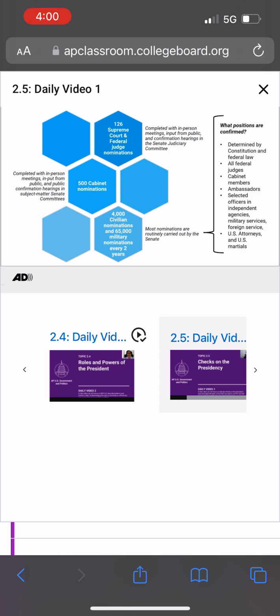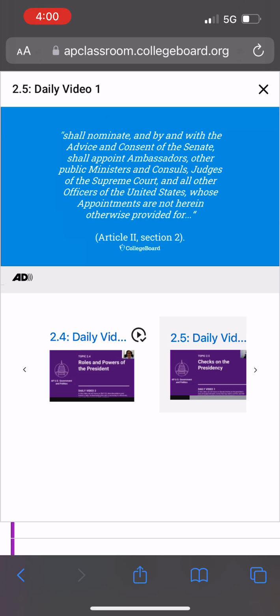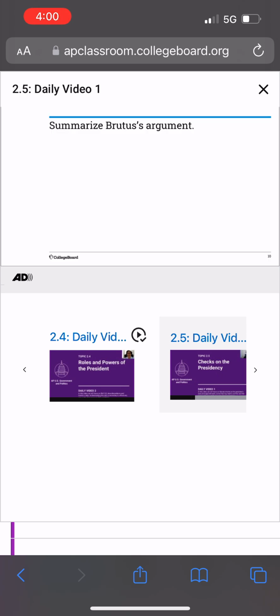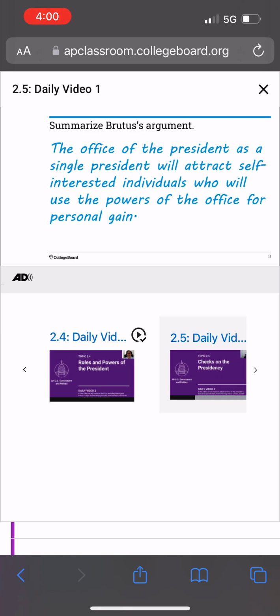All right, we're in Article 2, Section 2, which gives us the power associated with the president's ability to do these nominations. And we had Brutus 1, where there are some highlighted parts that are of concern to the anti-federalists, in that they thought the president's ability in this area would be so great that it would just be another reason not to have a president. If you think about Brutus's argument, you have to go way back to Unit 1. We've got pretty much the office of the president as a single president will attract self-interested individuals who will use the power of the office for personal gain. All right, so that's a general concern.